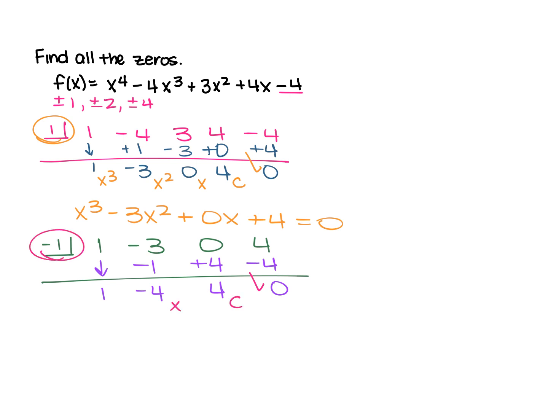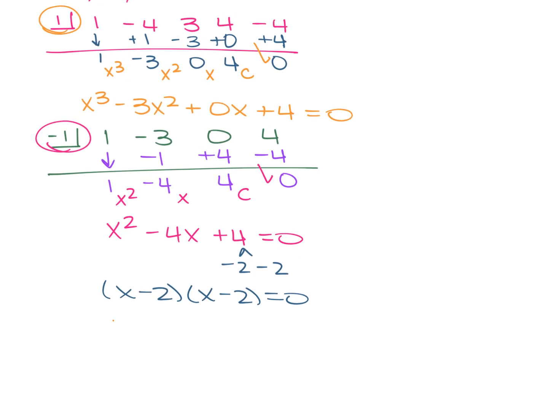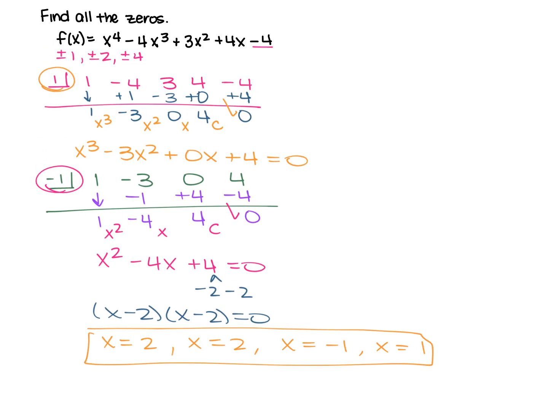I'm now working with x squared minus 4x plus 4 is equal to 0. Our factors of 4 that add up to negative 4 are negative 2 and negative 2. So that's x minus 2 times x minus 2 is equal to 0. If I set both of these equal to 0 and solve, I get that x is equal to 2 both times. I also have solutions of x is equal to negative 1 and x is equal to positive 1. So all 4 of our solutions are 2, 2, negative 1, and positive 1.